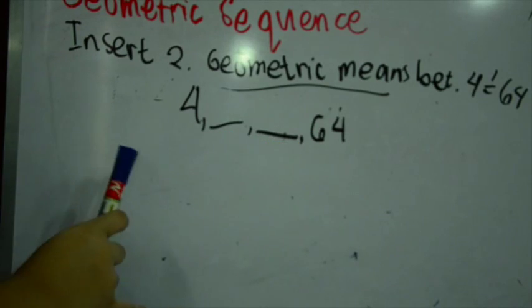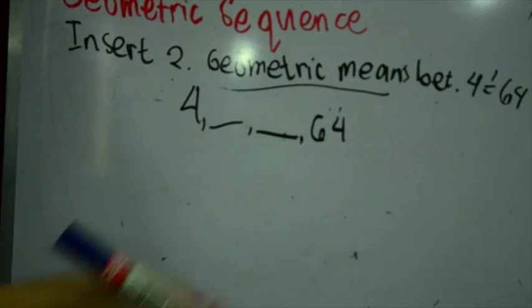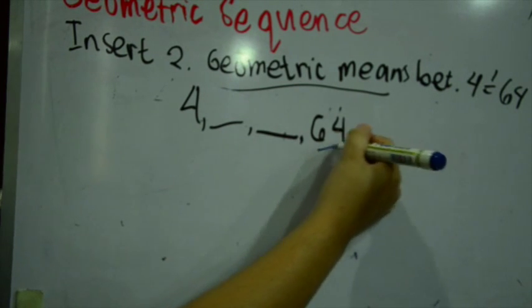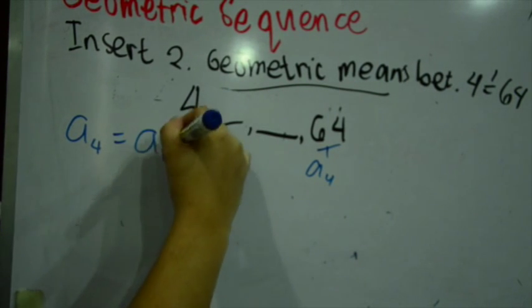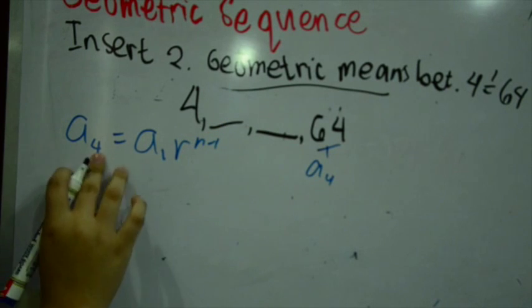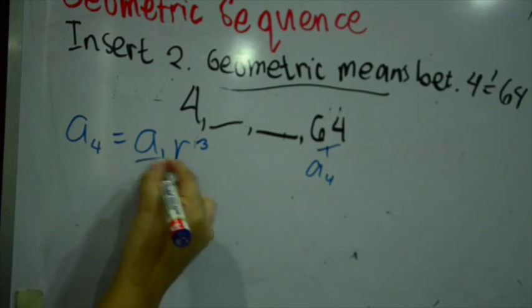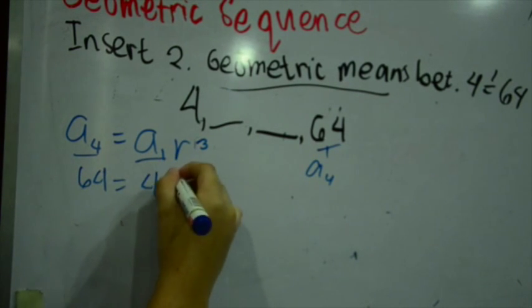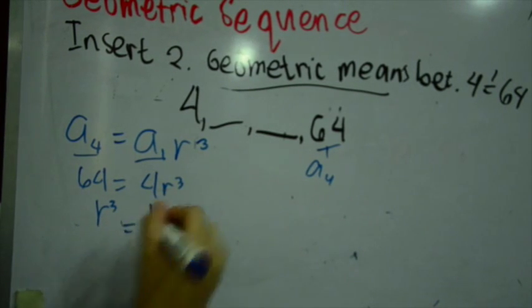Suppose we have this kind of problem in which we have to insert two geometric means. First off, we can find the common ratio, but simply with these given points, we cannot see what the common ratio is. Now, let's try solving for the common ratio using this as our a sub 4. Now, a sub 4 is equal to a sub 1 times r raised to n minus 1. And our n is 4, so we can replace this by 3. Now, we can solve for the common ratio since we have a sub 1 and a sub 4. Our a sub 4 is 64, and a sub 1 is 4, times r cubed. Now, r cubed is equal to 64 divided by 4, which is equal to 16.